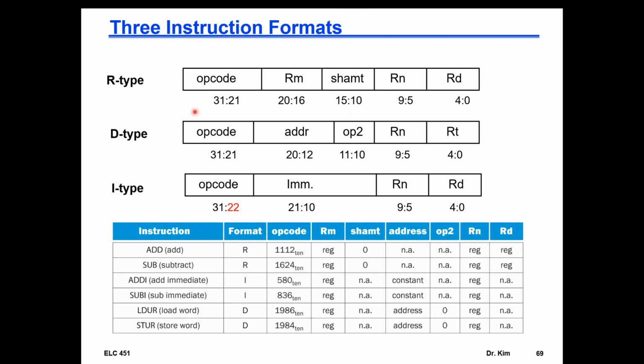This is also a derivative of the I-type. So actually, this is the one used in the load and store, while the I is using the arithmetic immediate instructions, like add immediate and subtract immediate. Add and subtract, we use the R format, and the load and store, we use this. So this would be the immediate format, actually, not this one.